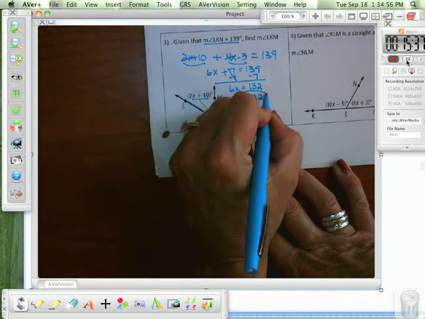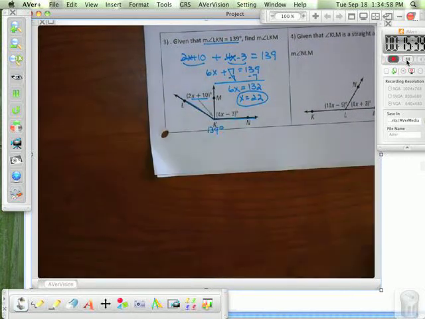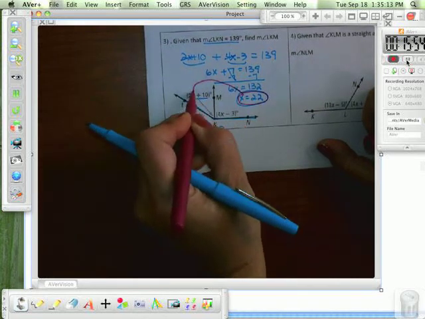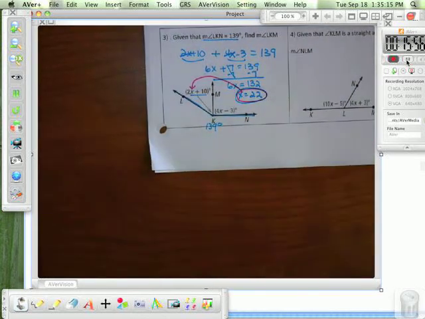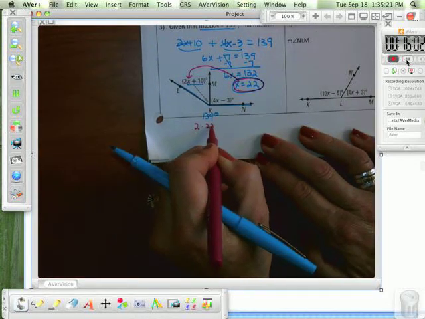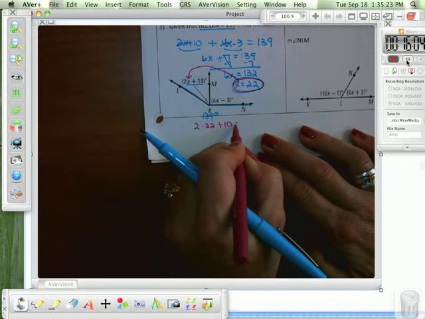Oh, but wait! We're not done! Because look, it's asking me for the measure of this angle. It's not asking me for x. So what did we do? So you take x equals 22. You take this and you plug it into there. Oh, come on. It's kind of fun. 2 times 22 plus 10 equals 54.